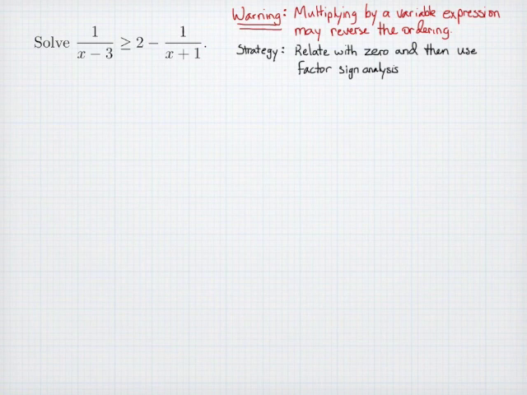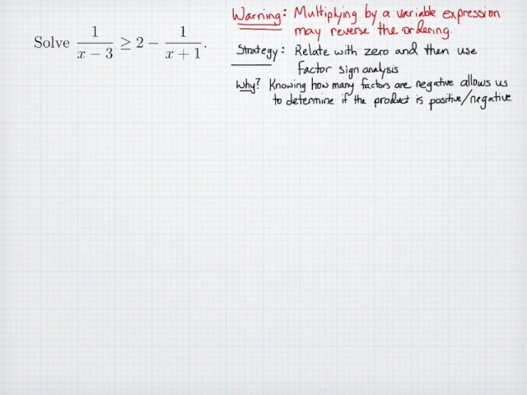The strategy that we'll take is that we'll move everything to one side so that our relationship is with 0. Then we can use factor sign analysis. Why is this the strategy that we use? Because if I know the factors and their signs, then I can count how many are negative. Knowing how many factors are negative allows us to determine if the product is positive or negative. If there are an even number of negative factors, the answer is positive. If there are an odd number of negative factors, the answer is negative.